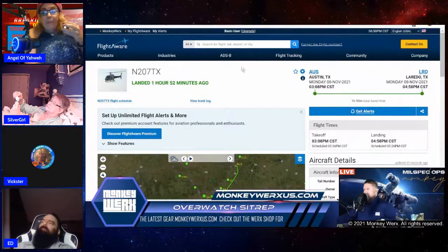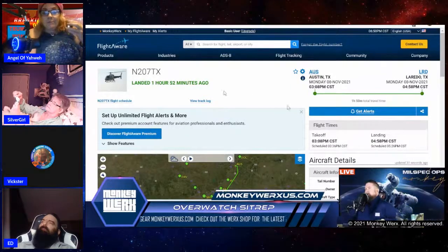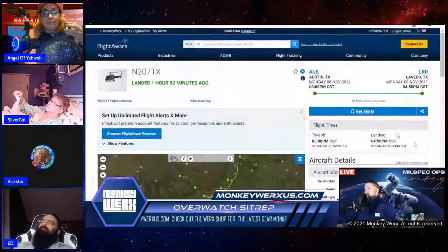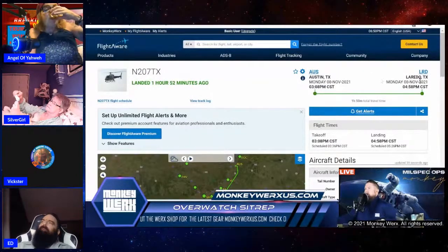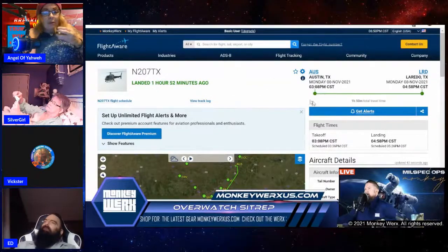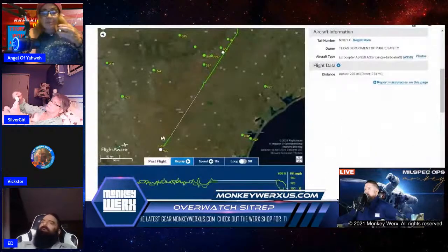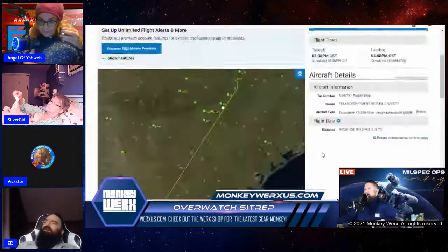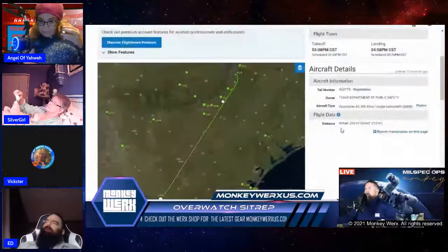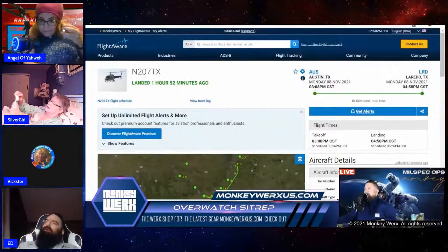So there is that. Now, this is actually going to be a Texas Department of Public Safety. So think about highway patrol, so to speak, coming out of Austin, headed down to Laredo. That was an hour and 52 minutes ago. So it looks like we got some fresh legs coming inbound from that location. And when was that actually? Okay, it's today. Just making sure.